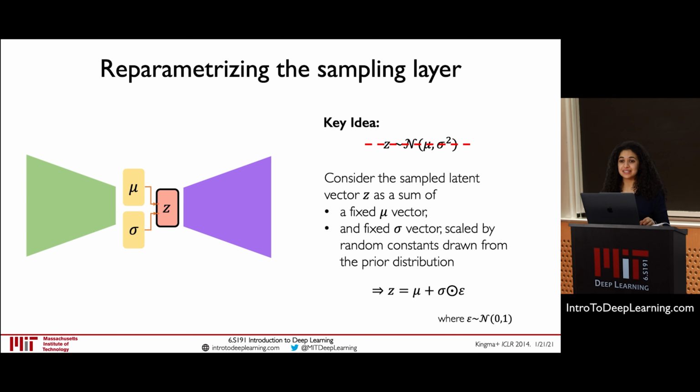The key idea instead is to consider the sampled latent vector z as a sum defined by a fixed mu, a fixed sigma vector, and scale that sigma vector by random constants that are going to be drawn from a prior distribution, such as a normal Gaussian. And by reparametrizing the sampling operation as so, we still have this element of stochasticity. But that stochasticity is introduced via this random constant epsilon, which is not occurring within the bottleneck latent layer itself. We've reparametrized and distributed it elsewhere.